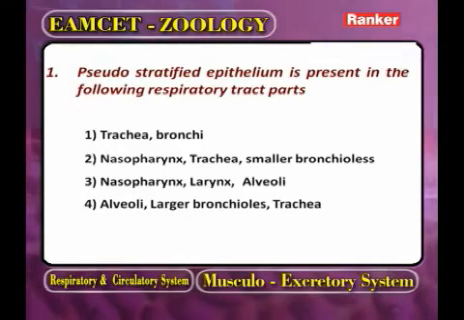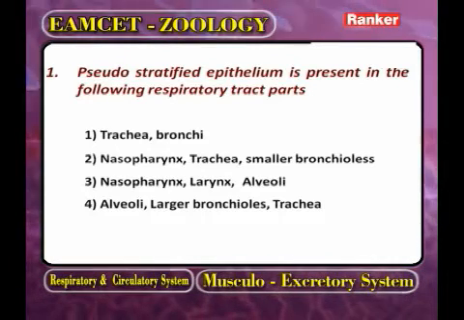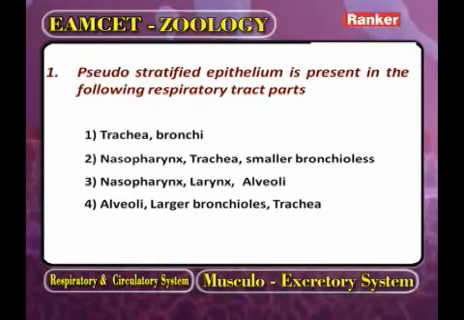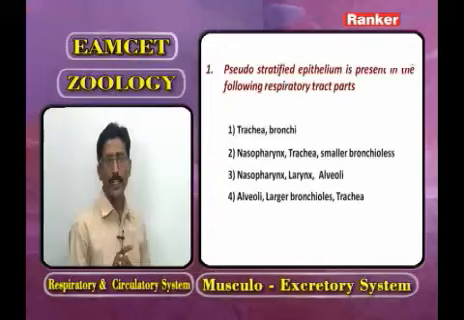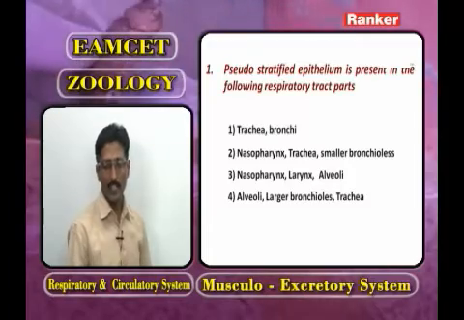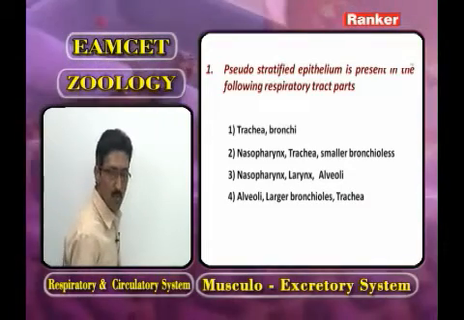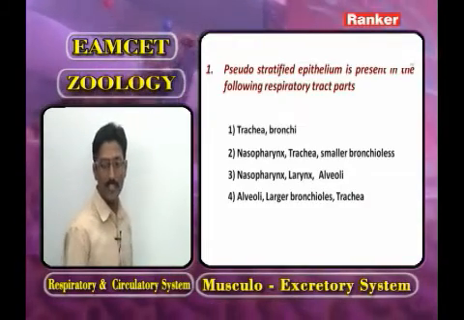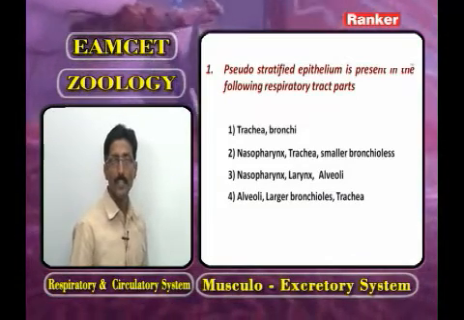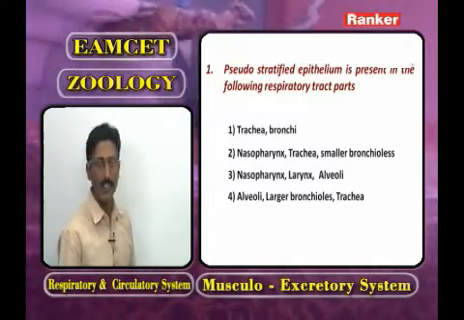Pseudostratified epithelium. Regarding animal organization, we are having one idea. The pseudostratified epithelium is of 2 types: one is non-ciliated and the other is ciliated. Now we are observing the question. The pseudostratified epithelium is present in the following respiratory tract parts.